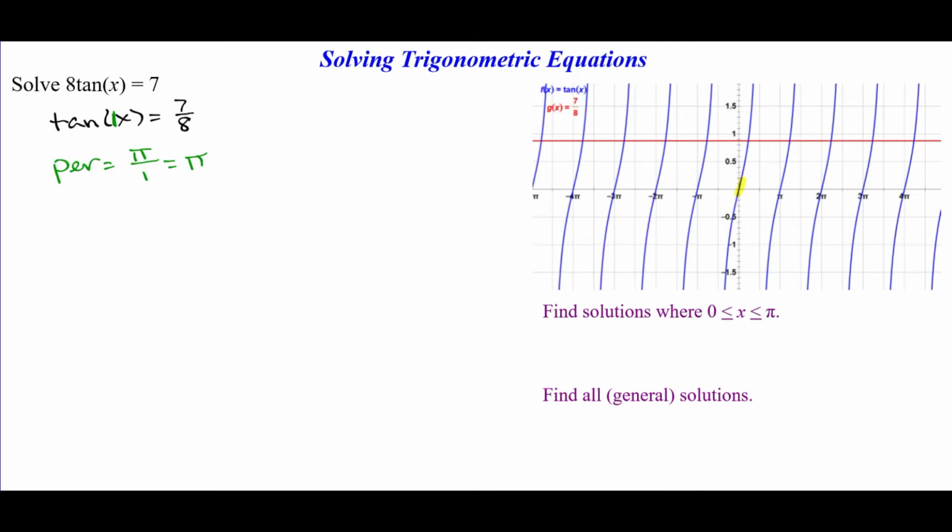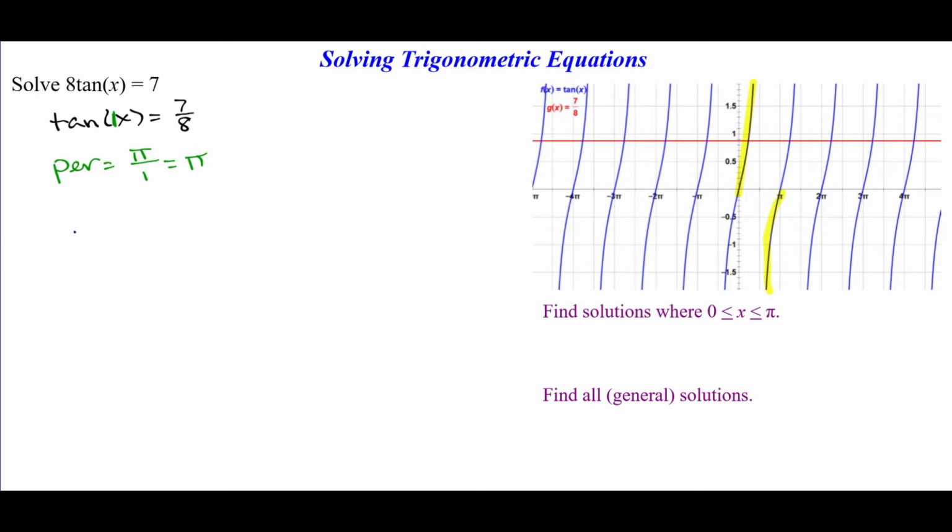So if I highlight one period of the tangent curve, which is from 0 to pi, what we notice is that there's only one intersection in there. So with tangent, we just get the one solution and we don't have to find a second solution. So that's why it makes it a little bit easier here.